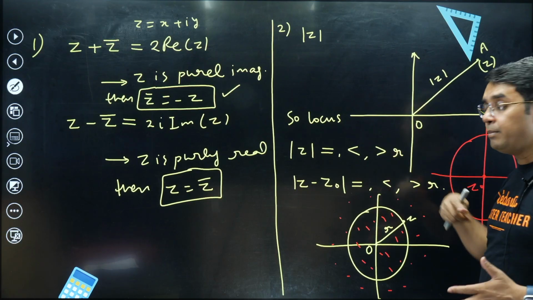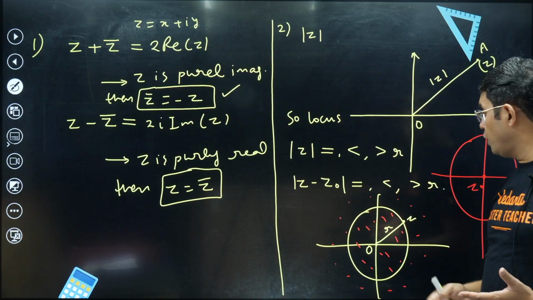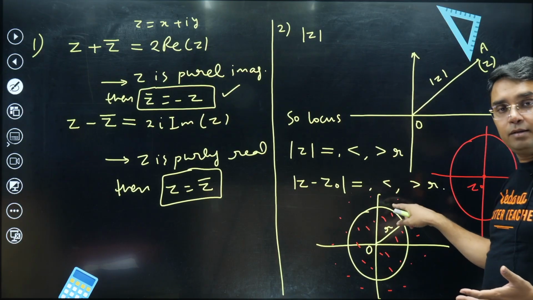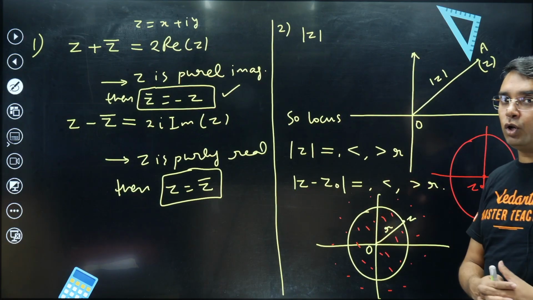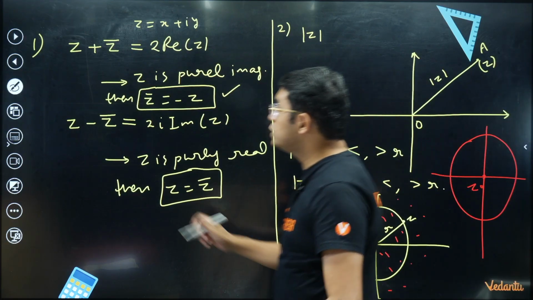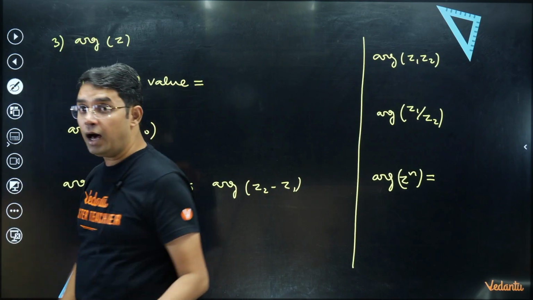In some cases, it can be less than or equal to, then you know it can be the circle, circumference and the inside region. Similarly for greater than or equal to R. Okay, so these are two things. Now coming to the third thing, that is argument.